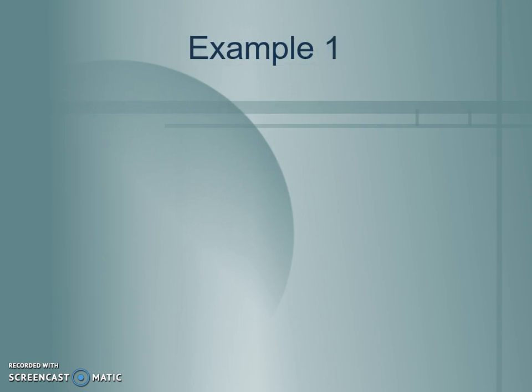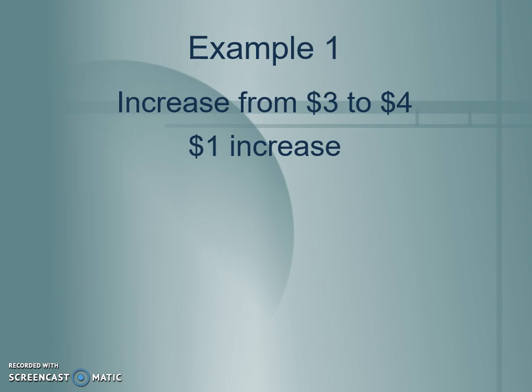So example 1 says, a baker decides to raise the price of a loaf of his specialty bread from $3 to $4. This new price resulted in a large drop in sales, so he reduced the price back to $3. Determine both the percent increase and percent decrease in the price of bread during these changes. So first one, he increased the price of the bread. So he increased from 3 to 4, which was a $1 increase.